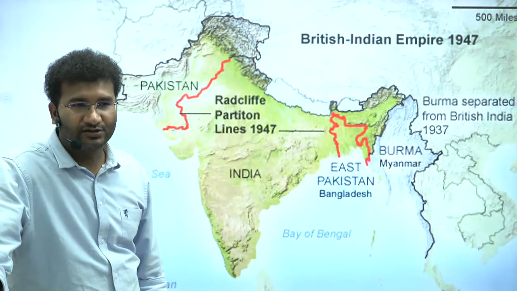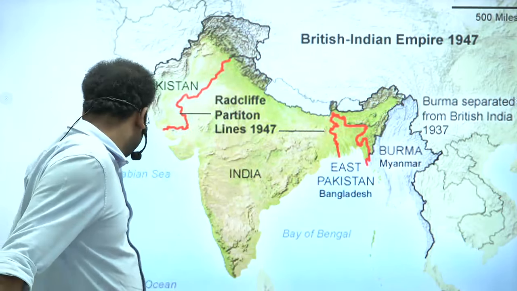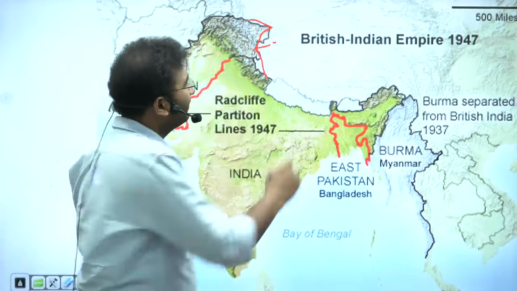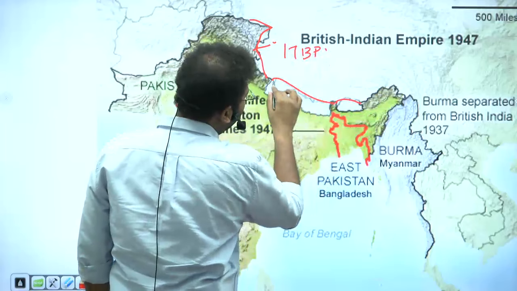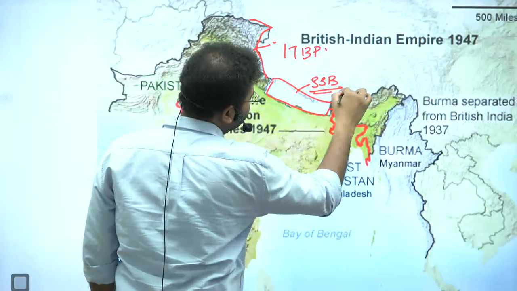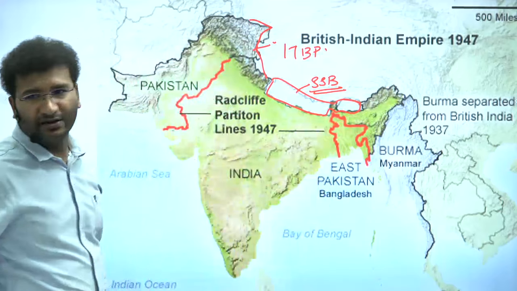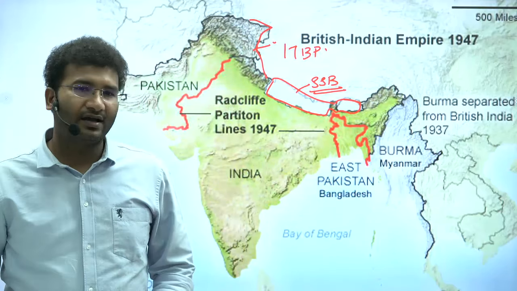SSB. There is also a force called SSB. See, all the boundary lines between India and China are guarded by ITBP. Now, the Indo-Nepal and Indo-Bhutan borders are guarded by SSB, Sashastra Seema Bal. Right? Indo-Nepal, Indo-Bhutan. And there are some other forces by the name Assam Rifles.